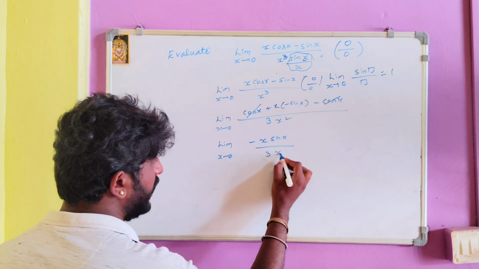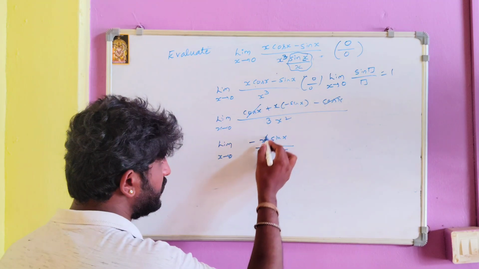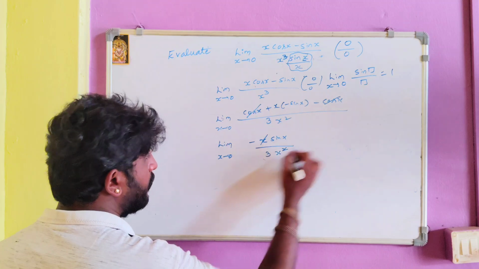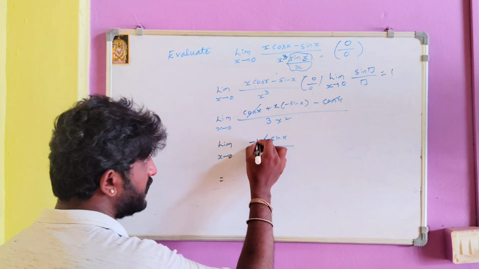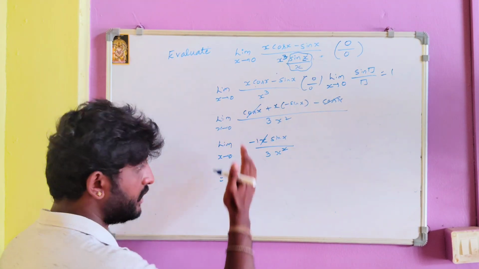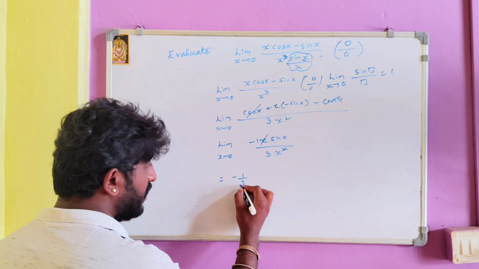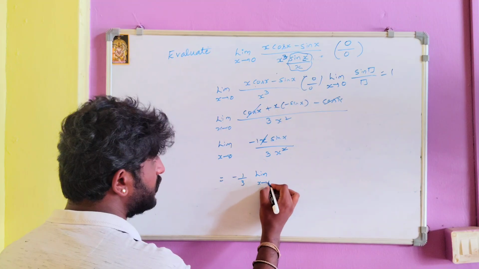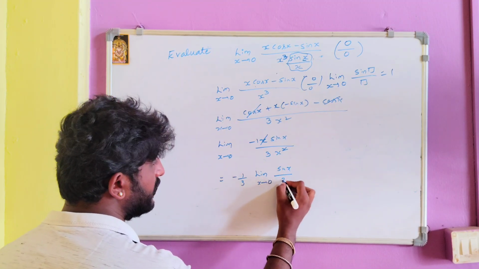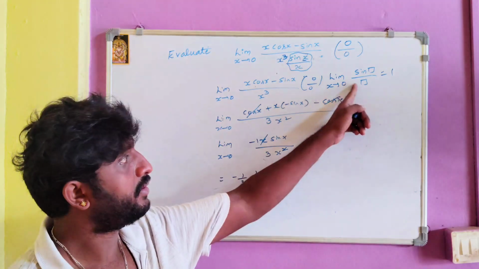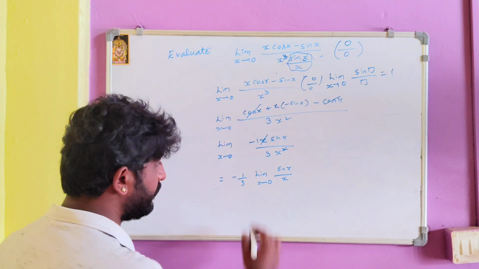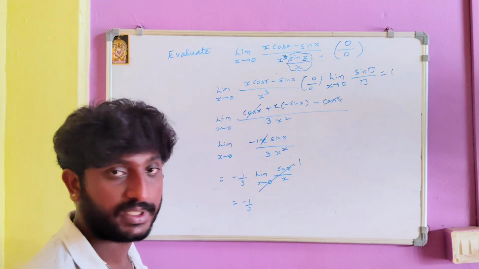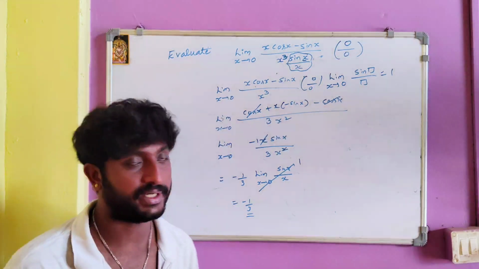by 3x square. Again this x and one more x get cancelled here. This equals minus 1 by 3, they are constants, I will keep this outside, minus 1 by 3. Then limit x tends to 0, sin x by x. Again, we know that this value equals 1. Minus 1 by 3 into 1 is minus 1 by 3. This is the value we get.